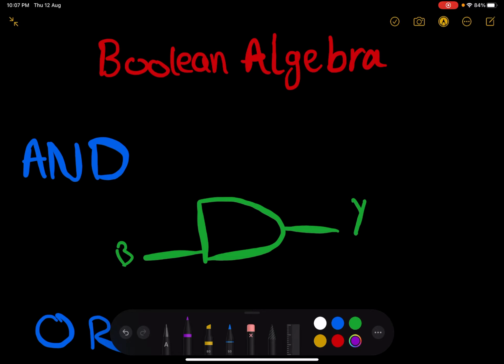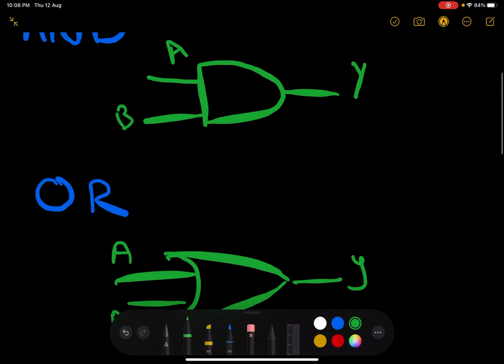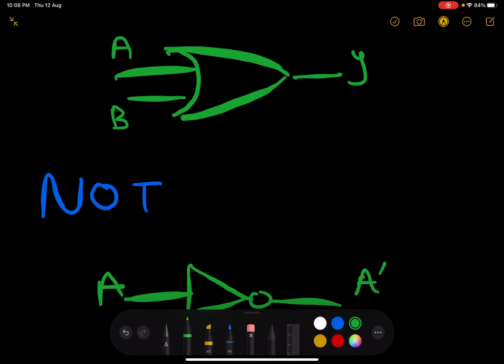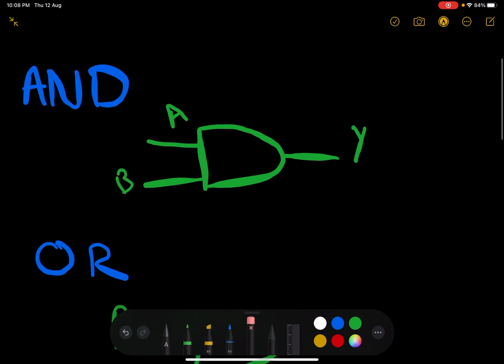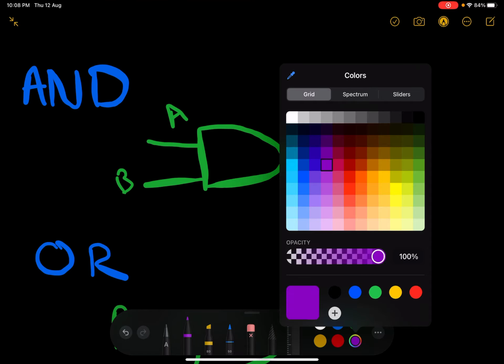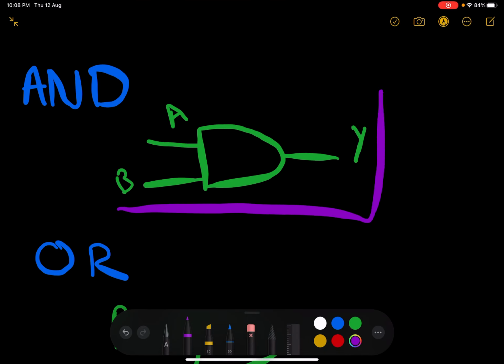Starting with Boolean algebra, I would like to introduce three important gates: firstly the AND gate, the OR gate, and the NOT gate. Starting with the AND gate, this is the shape for the AND gate, and the AND gate works as a multiplication.